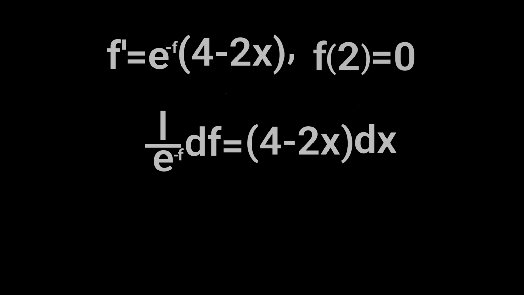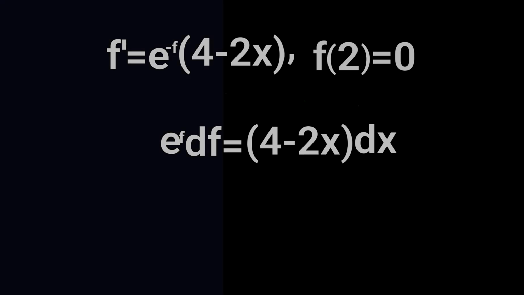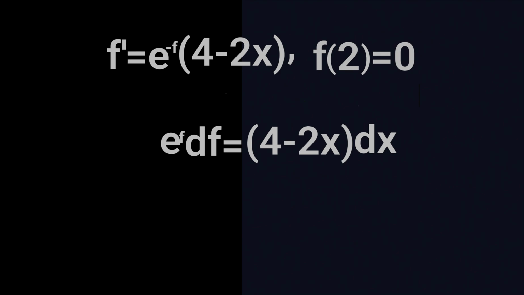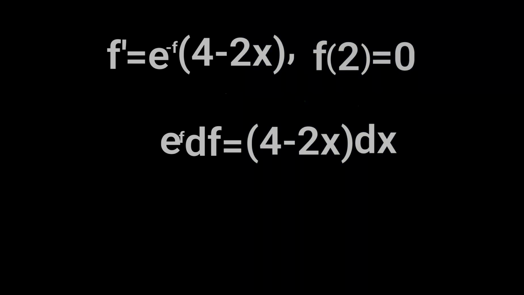Now, before we integrate, I'm going to take e to the negative f and move that to the numerator. If I do that, the sign changes. So this gives us e to the f df equals 4 minus 2x dx. Now on the left side, we have e to the f df. Then on the right side, we have 4 minus 2x dx. Now we're going to integrate both sides.